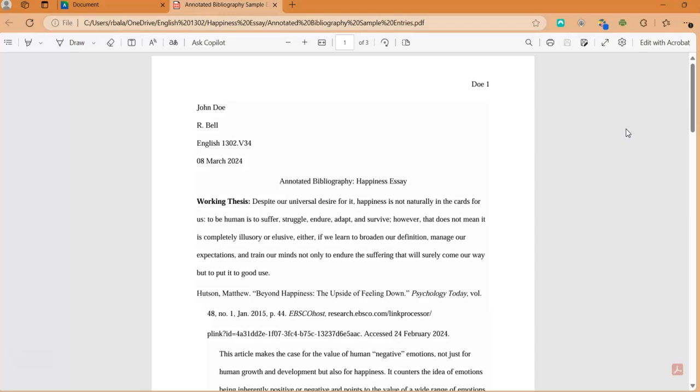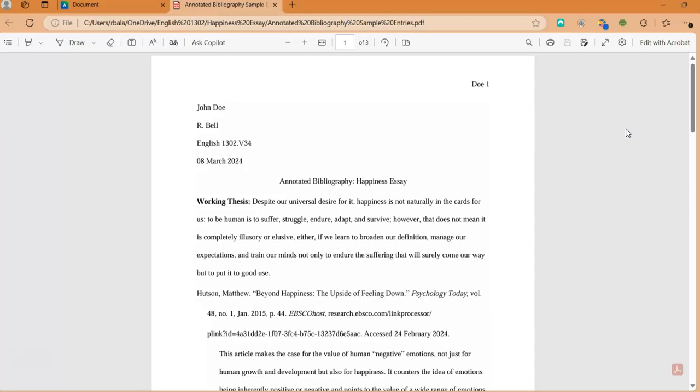And notice that we have the heading, we have a descriptive title, everything is in Times New Roman, and there's no extra spaces between the line breaks. Everything is uniformly double spaced. At the top of the annotated bibliography, we have the working thesis, and remember the working thesis has to be a claim about happiness that's open to debate.